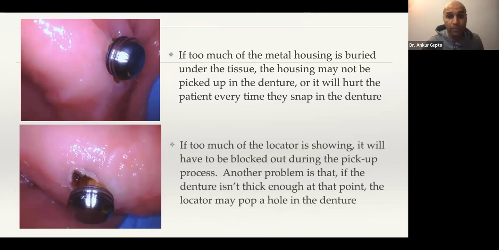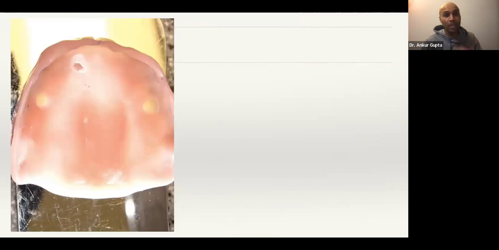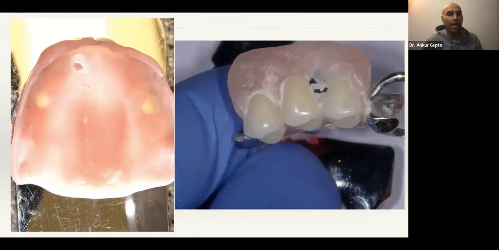Now, if too much of the locator is showing, meaning if you over round it up, you have to remember, the lab has to make an entire denture that fits around that super long locator. And so what could happen is that the locator you chose is too long and you end up creating a hole in your denture. In this case, this is my healing denture. I created a hole in that healing denture to accommodate that super long locator.